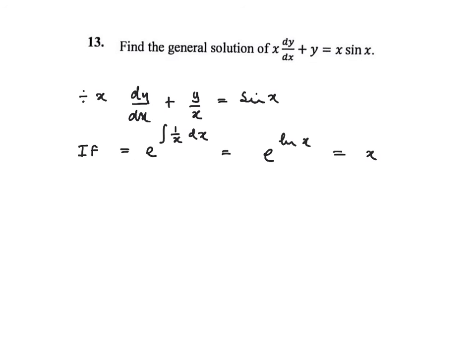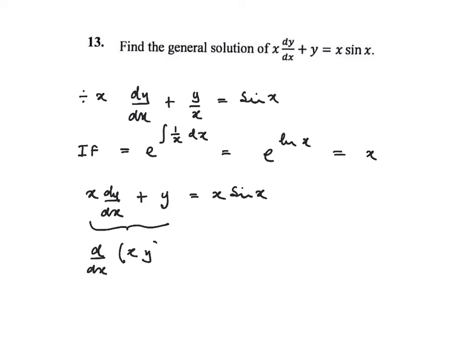So we're going to multiply the equation throughout by x, and that gives us x dy by dx plus y equals x sine x. So right back to where we started. These two terms here come from differentiating the product xy. So when we integrate both sides, we get xy here, and the integral of x sine x dx.